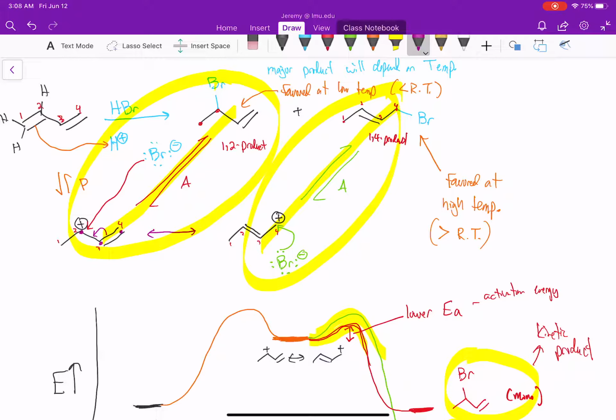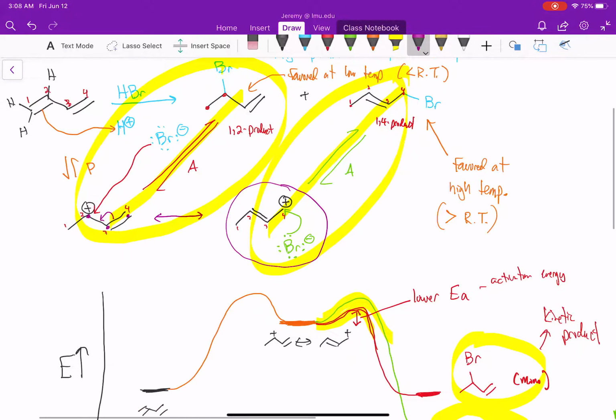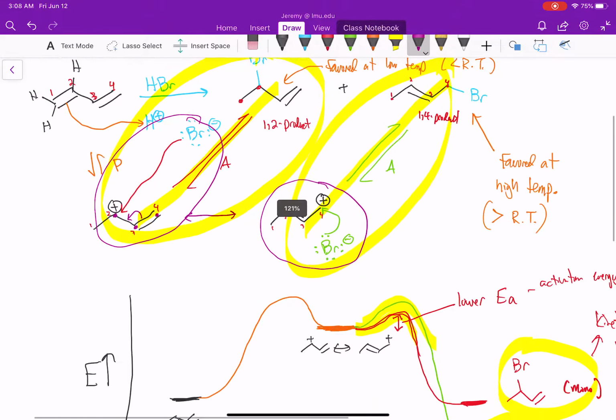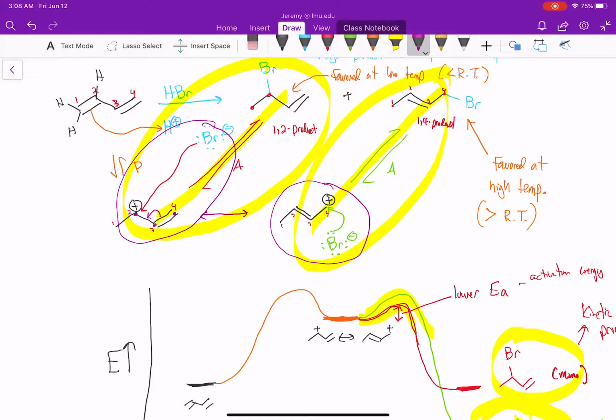Well, here we can compare when and how the bromine attacks our carbocation. What you'll notice here is when the bromine is attacking this carbocation on the right, this is a primary allylic.